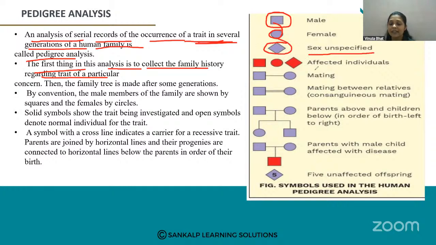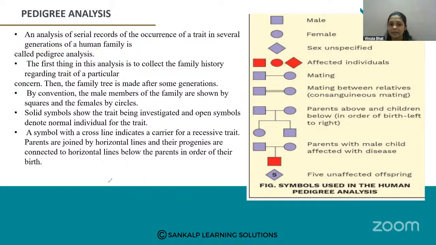If affected, if any person is suffering from the disease, it is represented in red color. If a male is suffering, a red color square is used. Female, then a circle. And if the sex is unspecified, it is in this symbol. Then mating, which means the male and female are married, is shown like this. That is a square and a circle joined by a line, that is the mating.